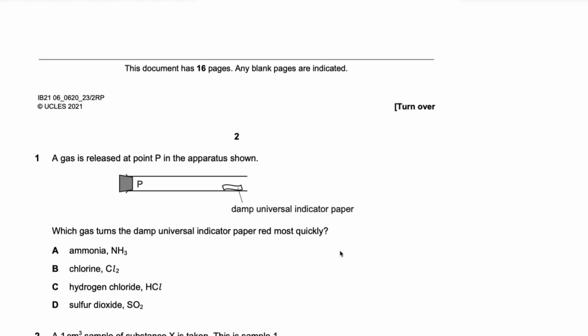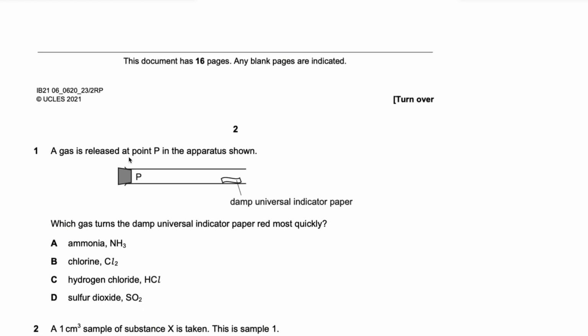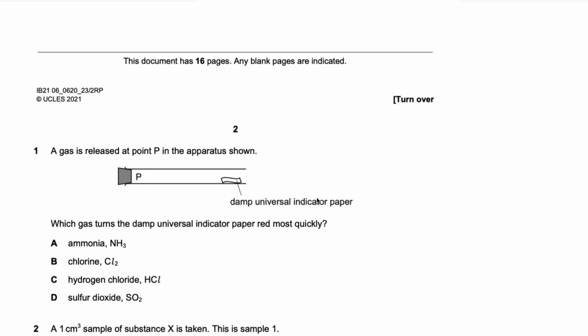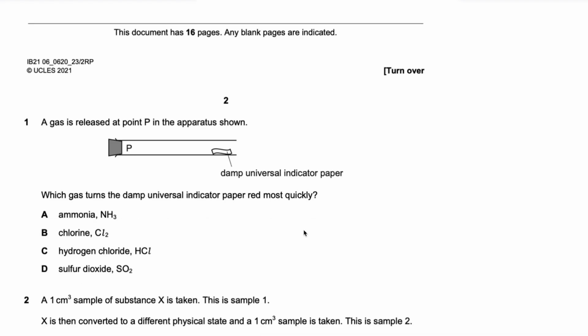The first question says, a gas is released at point P in the apparatus shown. Here is the cork. This is the point P where the gas is released. A damp universal indicator paper is placed here. Now, which gas turns the damp universal indicator paper red most quickly? Which of the gases will turn it red most quickly?